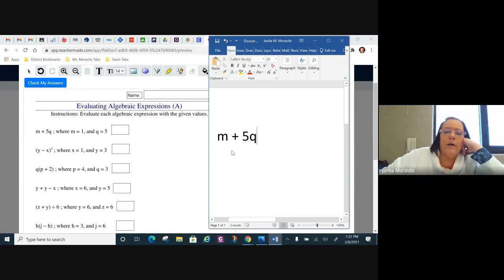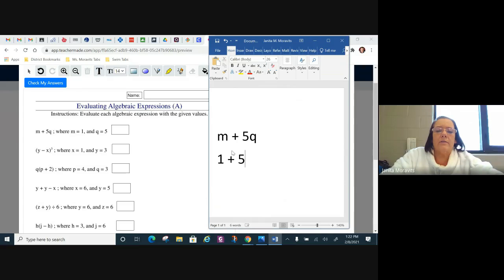All right, so we're going to go right down below it, and that m we're going to replace with a 1. And then we have the number 5. All right, and that q we're going to replace with right here a 5. So all we did is substitute in for the m and the q. Now we're going to have to decide what we do first here.